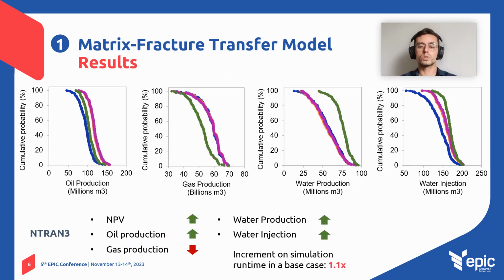So here we have the results for other field indicators. And we see that in the default model, Neutron 3 improves NPV. We have this trend of higher oil production, higher water production, higher water injection, and a lower gas production. And we see that for the risk curves for gas production and water production, the deviation is very significant. The increment on simulation runtime in the base case was only 1.1 times. So we have here a very important phenomenon that does not make the model much more time consuming.